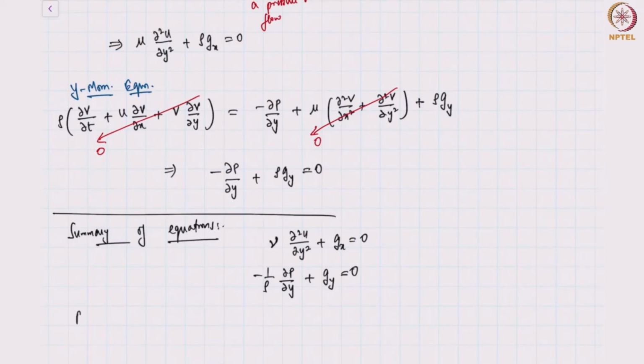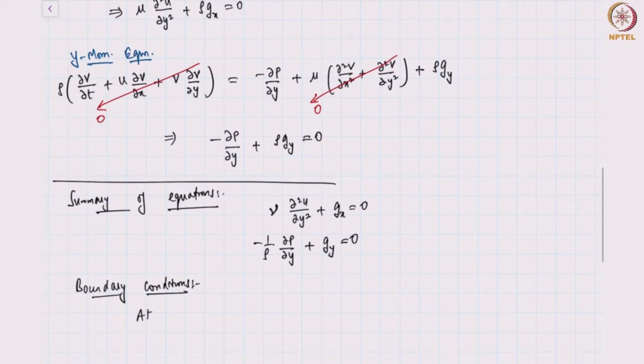Let's look at the boundary conditions. We already know that by no slip condition, we have at y equal to 0, u is equal to 0. That's the first condition. This is the no slip condition. Right? And where do we use the no slip condition? If you look at the first equation that I have written down here, let's give these equations labels. Let's call this equation A and equation B.